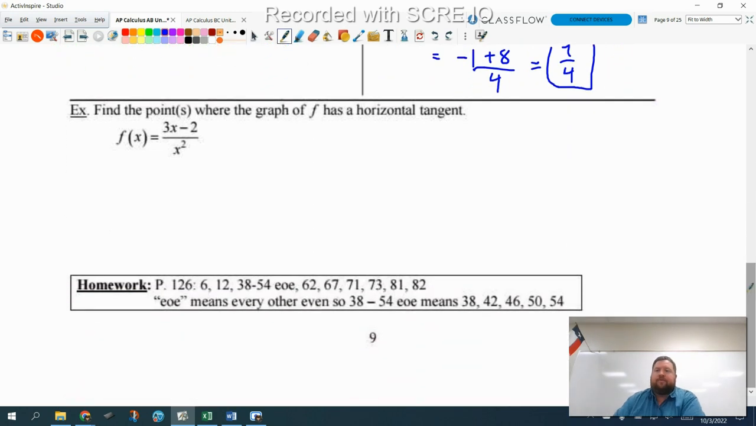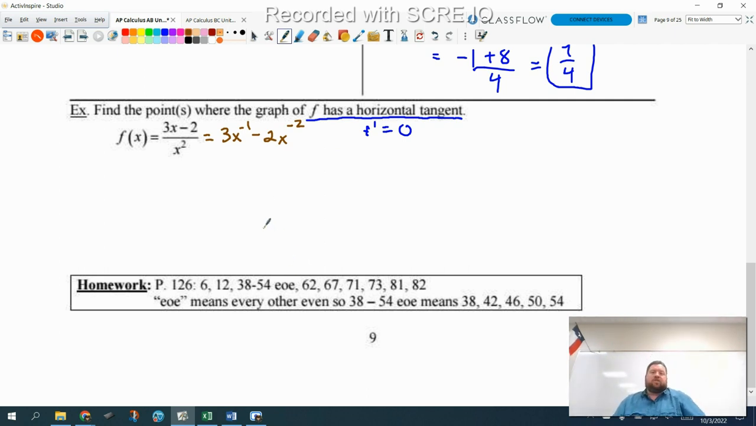All right, next one. Find the points where the graph of f has a horizontal tangent. All right, so we talked about this in our lessons when we did the power rule. So we know that f has a horizontal tangent when the derivative, f prime, is equal to 0. Okay, so a horizontal line has a slope of 0, and the slope of the function is the derivative. All right, so we're going to use the derivative here. We could do the quotient rule. You could simplify this into like a power rule form. So if you wanted to, you could write it like this: 3x to the negative 1 minus 2x to the negative 2. And then you could use the power rule there.